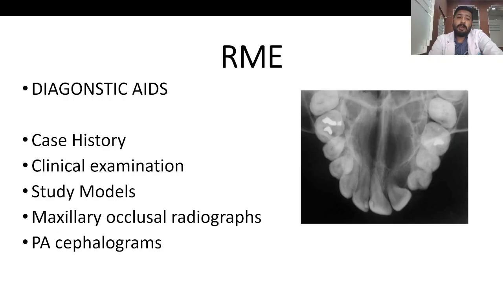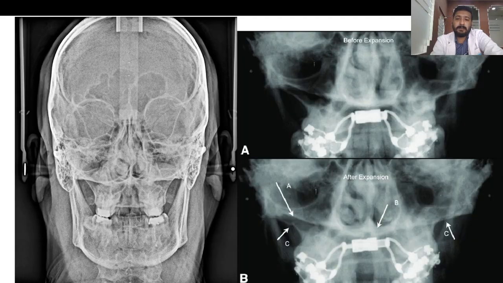So RME, how do you diagnose that you would need RME? The primary always being case history, clinical examination where you intraorally examine the patient, and you have x-rays that would help you to do so also. Evaluating study models and doing the necessary model analysis to find if the patient is in need of expansion or not. Maxillary occlusal radiographs in order to identify if the fusion of the mid-palatal suture has occurred. PA and lateral cephalograms can also help in identifying if there is a deficiency.